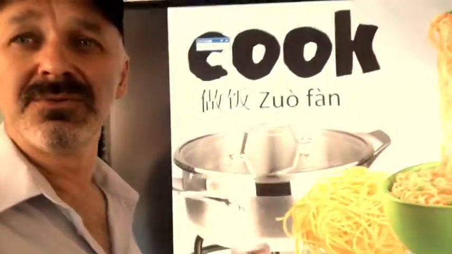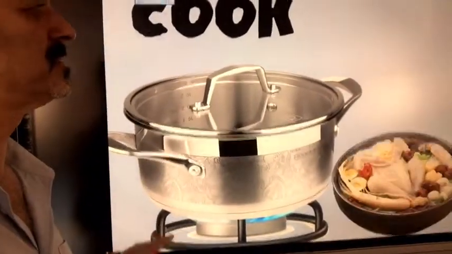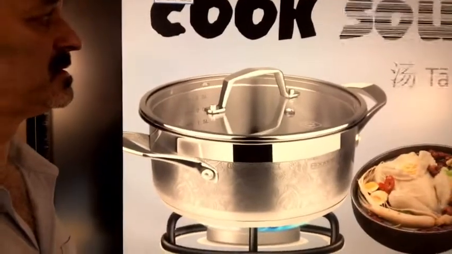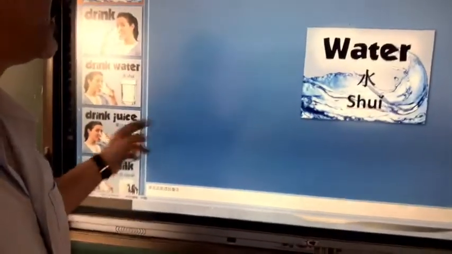And then I said, what else do you do with water? You cook with water. What do you cook? Cook noodles, cook soup. Some easy ideas, very familiar to them. What else do you do with water? Wash.